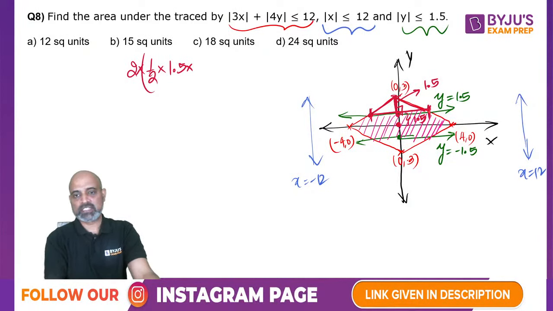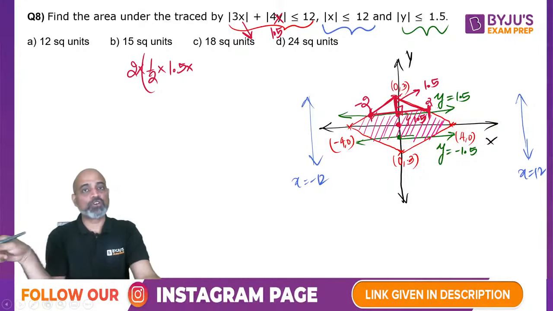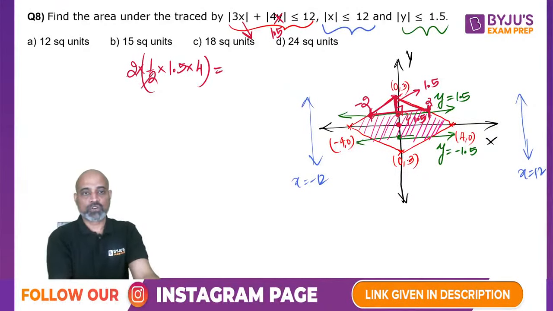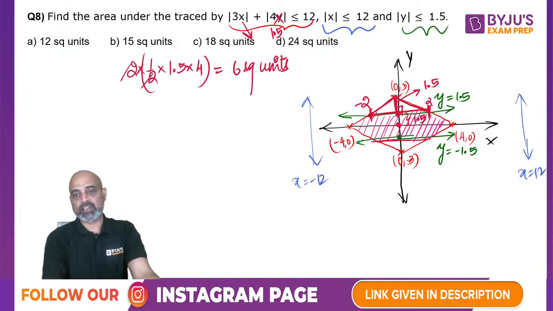So what will be this distance from here to here? Right? So I will have to put y is equal to 1.5. So I will get the value of x. So x will turn out to be 2. So from minus 2 to 2, you have the value of x that lies, right? So that's a base of 4. So 1.5 into 4 is 6 square units. So I figured out the area which lies outside these two triangles.